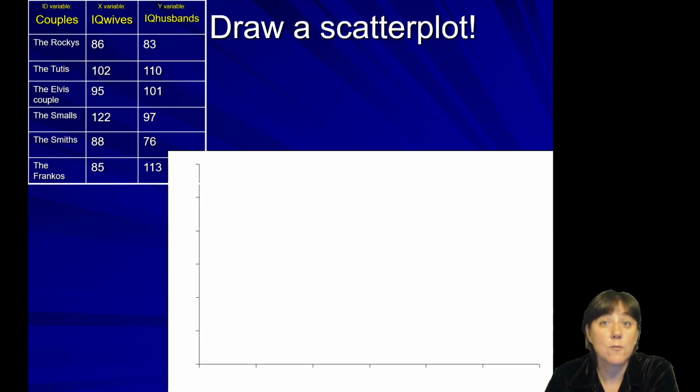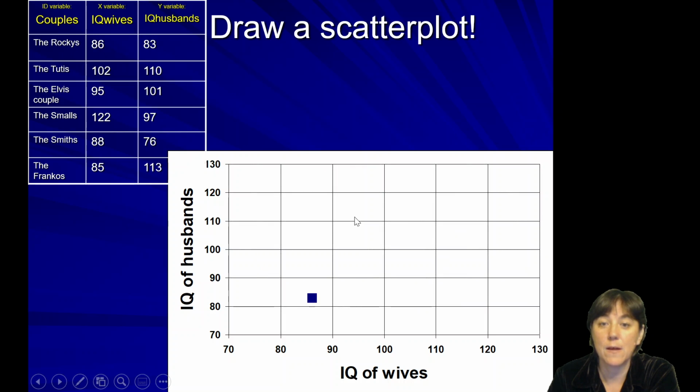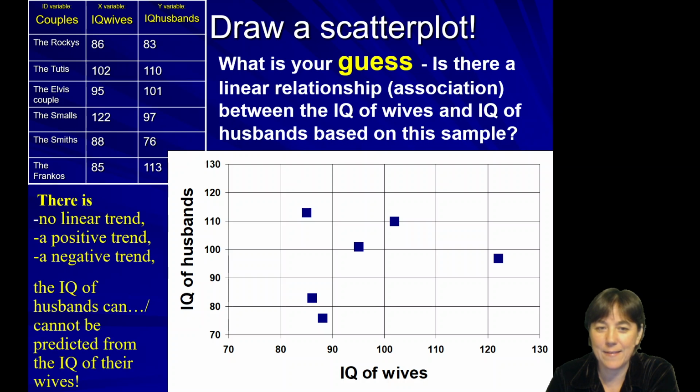Okay, let's now practice a little bit. Try to draw a scatter plot. Remember, we had hours and grades. You can put on the axis IQ of wives and IQ of husbands, and simply find the Rockies, the Truths, etc. So here will be the people, and do you see a relationship? It's difficult because you could place a line like this, you could place a line like this, and to be honest, I don't see a trend.